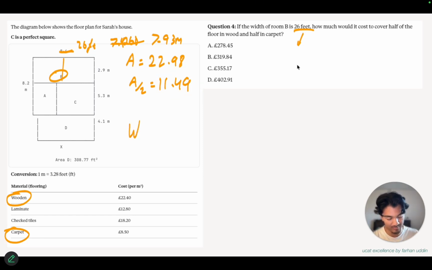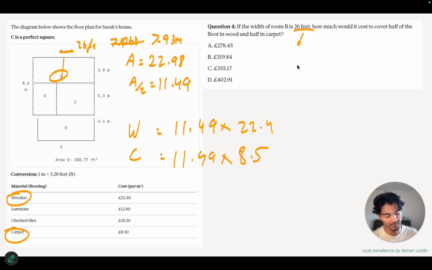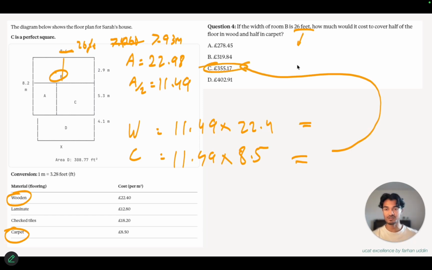First of all, it's going to be with wooden, and then it's going to be carpet. So for wooden, it's going to be 11.49 times 22.4. For carpet, it's going to be 8.5 times 11.49. So if we put this all together and get your calculations, you are going to end up with the answer of C in this case. So hopefully you can see here how we've used those 3 C's. First of all, doing the conversion, then knowing what formulas to use for the length and width, and then actually doing the calculation to get to the answer in this case.